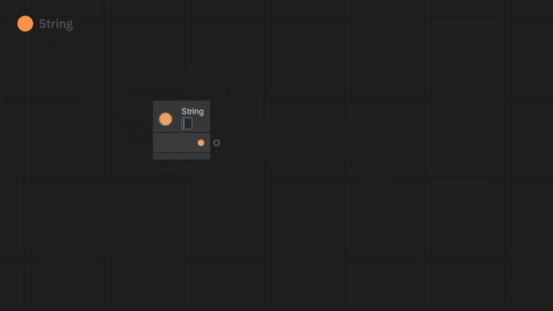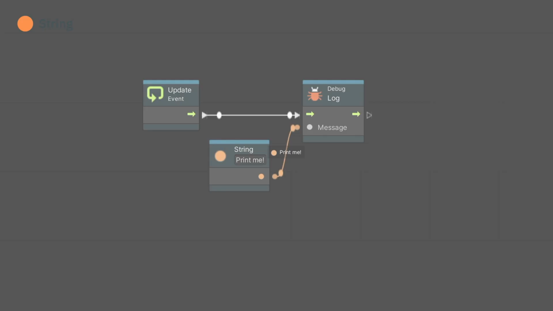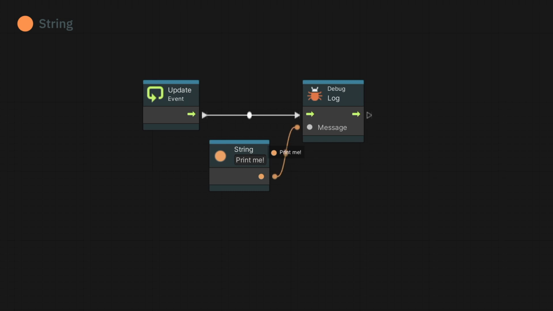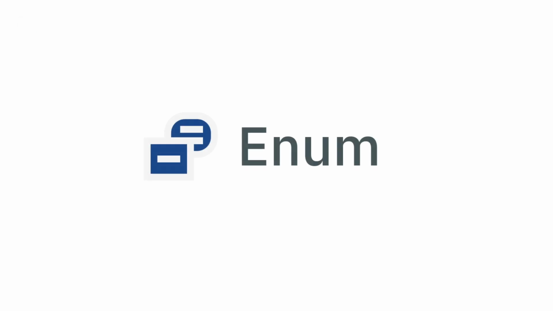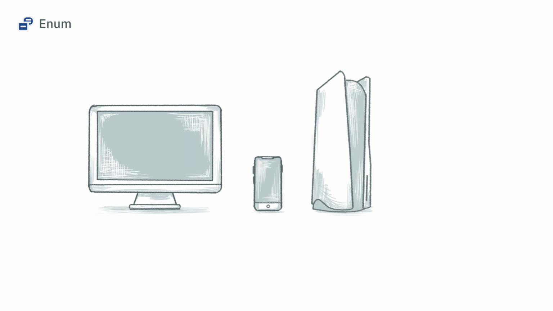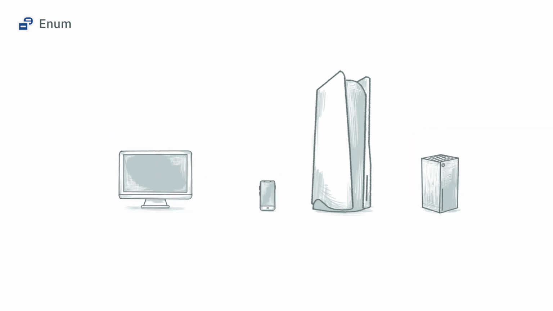A string is a variable length text, a sequence of characters like a name or a message. It can contain letters, numbers, symbols, and even emojis. We can use it to print messages to the debug console or display dynamic text in the game's UI. Enum, short for enumeration, is a data type consisting of a predefined set of values. For example, we can have a platform enum made of PC, mobile, PlayStation, and Xbox. We will usually use them to specify a single value from the available options it defines.